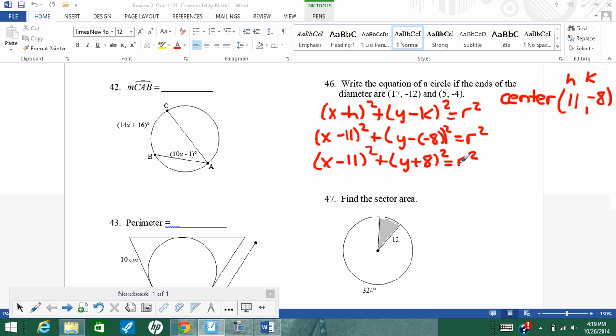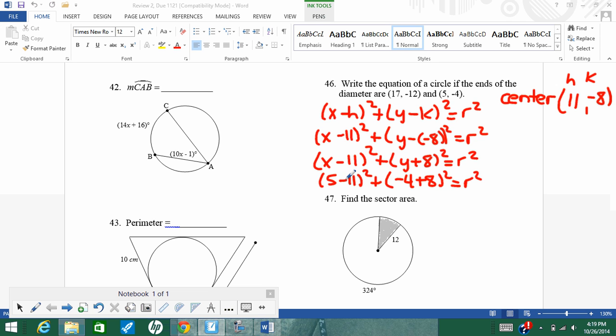Last thing we need is r. Well, an easy way to find r is to take one of these points and plug the x and y in for x and y here, simplify the left side, and we'll get r squared. So I'm going to plug 5 and negative 4 in. I'll plug 5 in for x, plug negative 4 in for y. I'm going to simplify till I get something on the left that equals r squared.